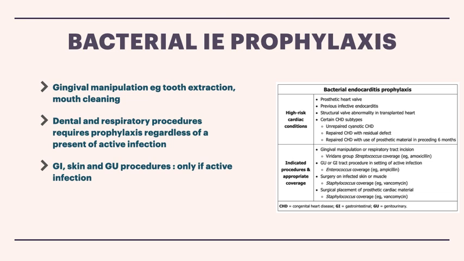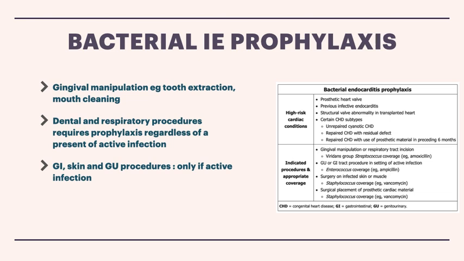These include patients specifically who have an unrepaired cyanotic congenital heart disease, patients who have a repaired congenital heart disease but there is a residual defect, and patients who have a repaired congenital heart disease but with prosthetic material in the preceding 6 months. Okay, quite a mouthful to remember. Let's just go back over them. What are the high risk cardiac conditions for which patients will require prophylaxis against bacterial infective endocarditis?